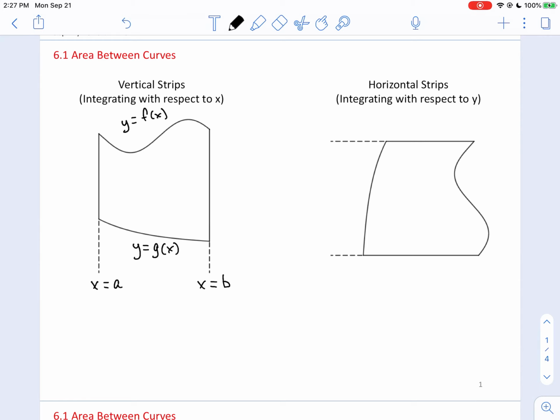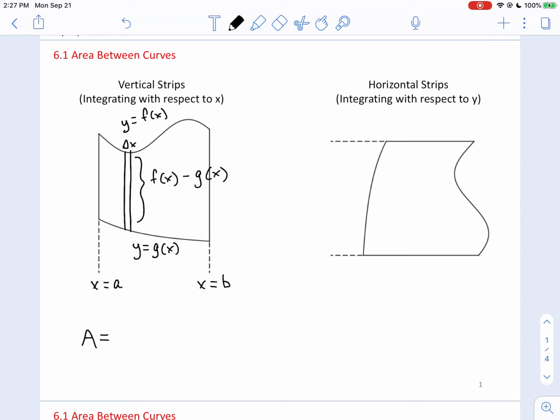But to set up an integral here, you imagine one example of a rectangle through here, and you figure out its length and its width. Its width will be change in x, so delta x or dx, and its length, or its height, is going to be the upper y-coordinate minus the lower y-coordinate. In other words, you could do the upper function minus the lower function.